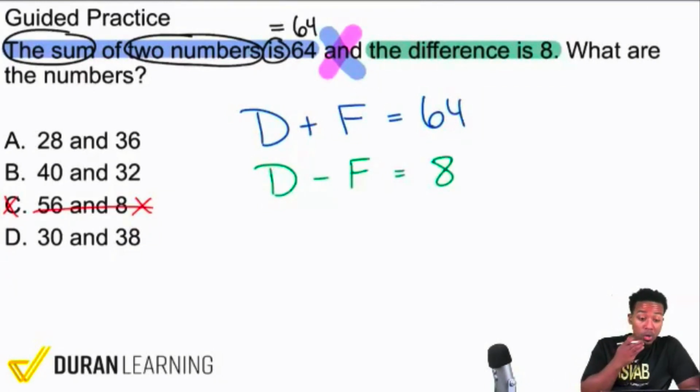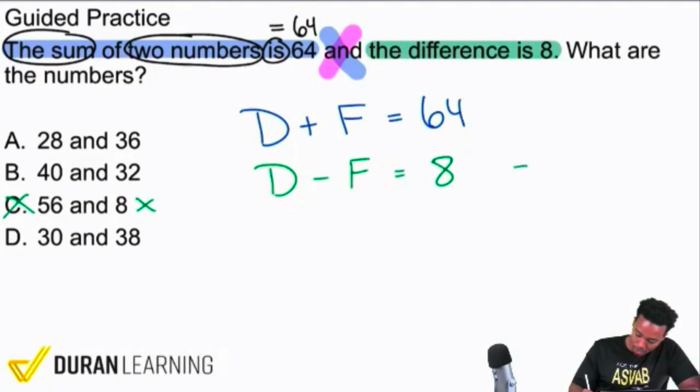Then the rest of these fit the bill for the difference being 8. Then all you've got to do is ask yourself what? Which of these pairs does what now? Exactly. Which of these pairs adds to 64? So let me go ahead and actually eliminate this with green to show you that it didn't fit.